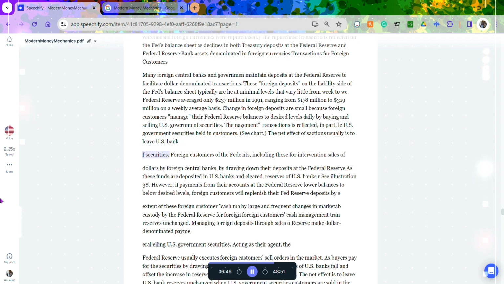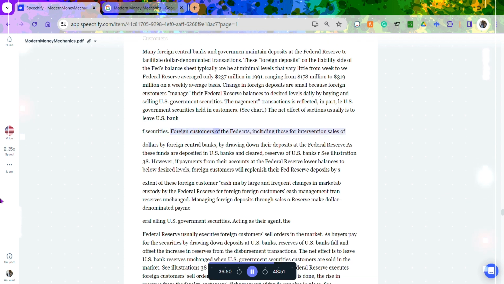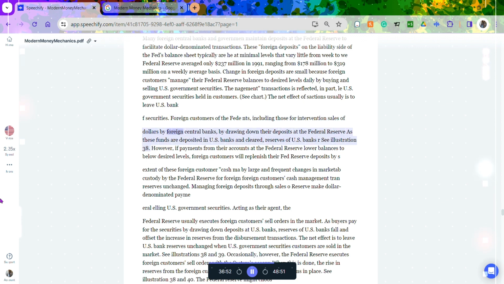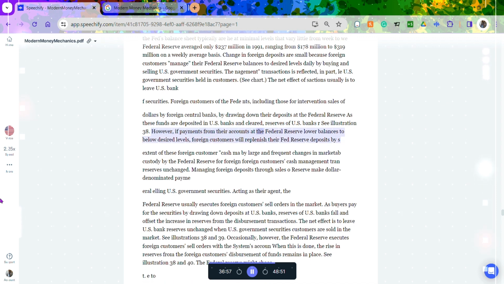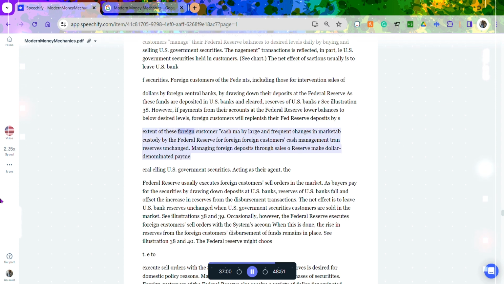Foreign customers of the Fed make payments, including those for intervention sales of dollars by foreign central banks, by drawing down their deposits at the Federal Reserve. As these funds are deposited in U.S. banks and cleared, reserves of U.S. banks rise. See illustration 38. However, if payments from their accounts at the Federal Reserve lower balances to below desired levels, foreign customers will replenish their Fed deposits by selling securities held in custody by the Federal Reserve for foreign customers. The cash management transactions leave reserves unchanged.